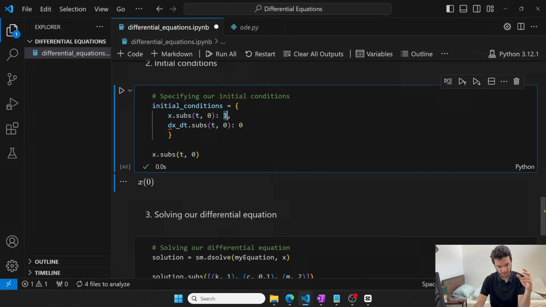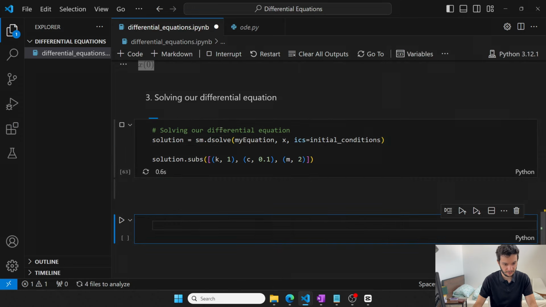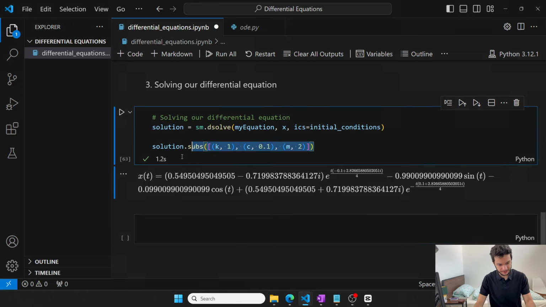So we have this being equal to 0, or rather 1. So we want this to be 1, so x0 is equal to 1. This is what we just did right here. Now, by specifying the ICS argument of this dsolve function as our initial conditions, I run this, and you'll see that we successfully got rid of the C1 and C2 constants since we applied our initial conditions. Now, I know it's long till this point, but trust me, we're almost done with it.